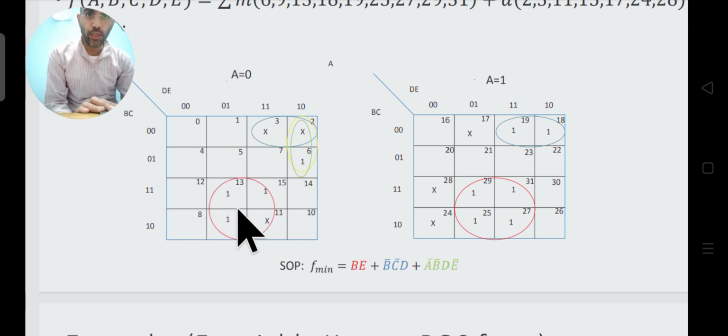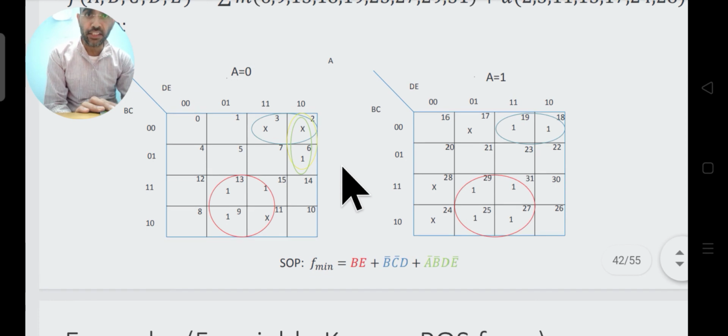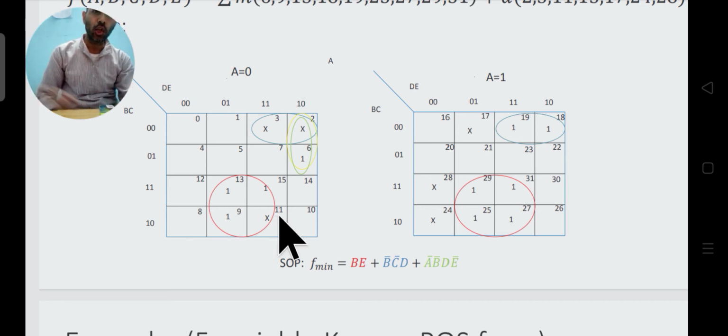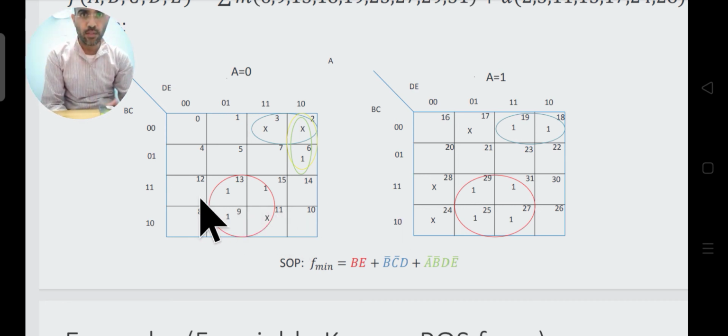Okay. So corresponding to this octet, if we have to find the term, then again the logic will be the same. We will ignore the variable which is changing, but we will include all those variables which are not changing in the answer term. So you see how we do it. So for this particular red group, you will see that A is changing. Okay, so A is 0 and A is 1 here. So A will not come. Okay, obviously that is for sure.